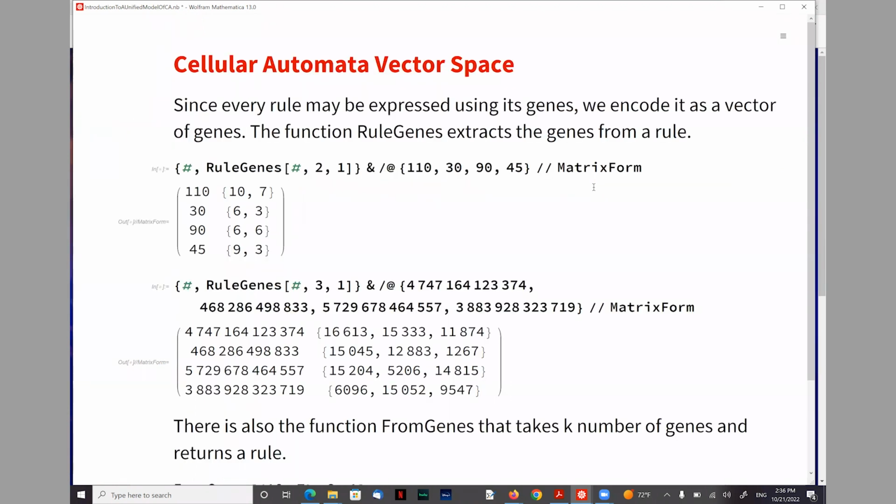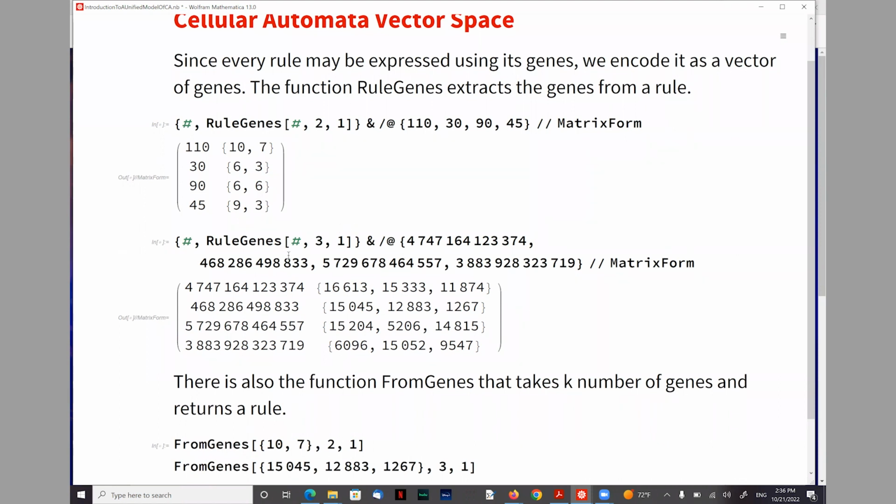So when we do something like this, and then express each one of the rules, we can actually create a vector space. Instead of just having the individual integers, now I have a vector. And the vector will have the gene sub 0 and the gene sub 1. So these two will make up 110, 6, 3 will make up 30, 6 will make a 90. That's interesting because 90 is a symmetric rule, as both genes are exactly the same.